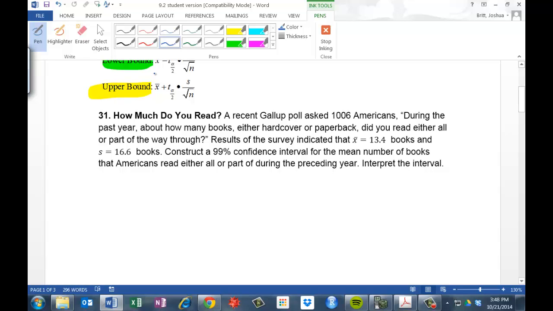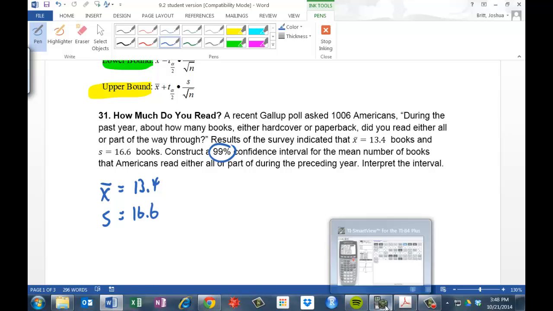Take an example. A recent Gallup poll asked 1,006 Americans about how many books, either hardcover or paperback, they read either all or part of the way through during the past year. So they didn't necessarily have to read the whole book. Results of the survey indicate the sample mean number of books is 13.4, with a sample standard deviation of 16.6, and we know our confidence is this.